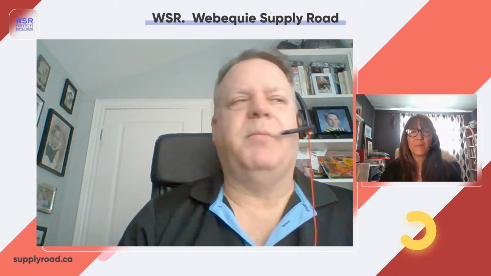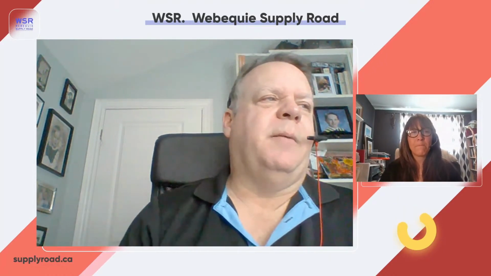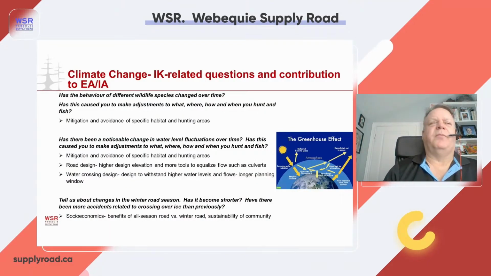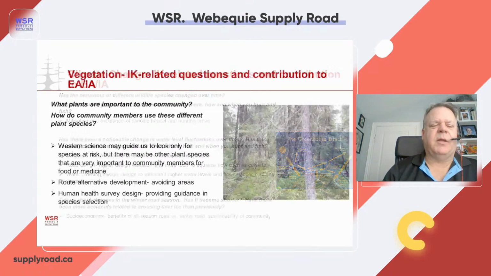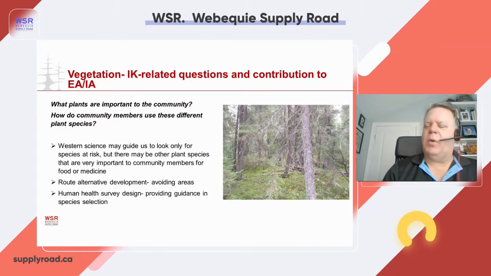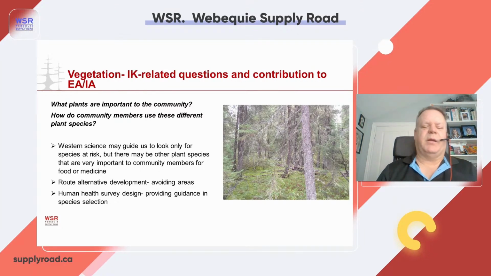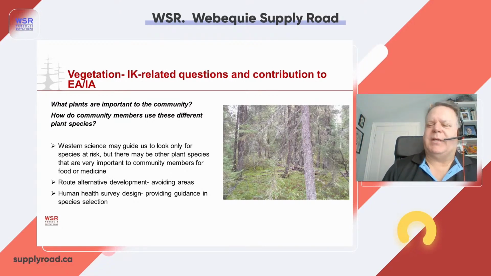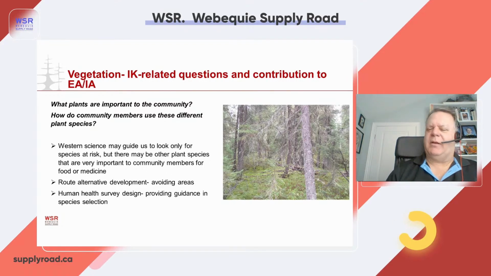Those are the kinds of questions you would ask. What plants are important to the community, whether it's for medicine or for food? How do community members use these different plant species? We've had a number of meetings with community members where we talked about what plants they use, why they use them, and what different plants are used for medicinally. Really interesting stuff, and it's all part of the human health risk assessment studies that we're doing as part of the environmental assessment as well. So lots to talk about, Jen.